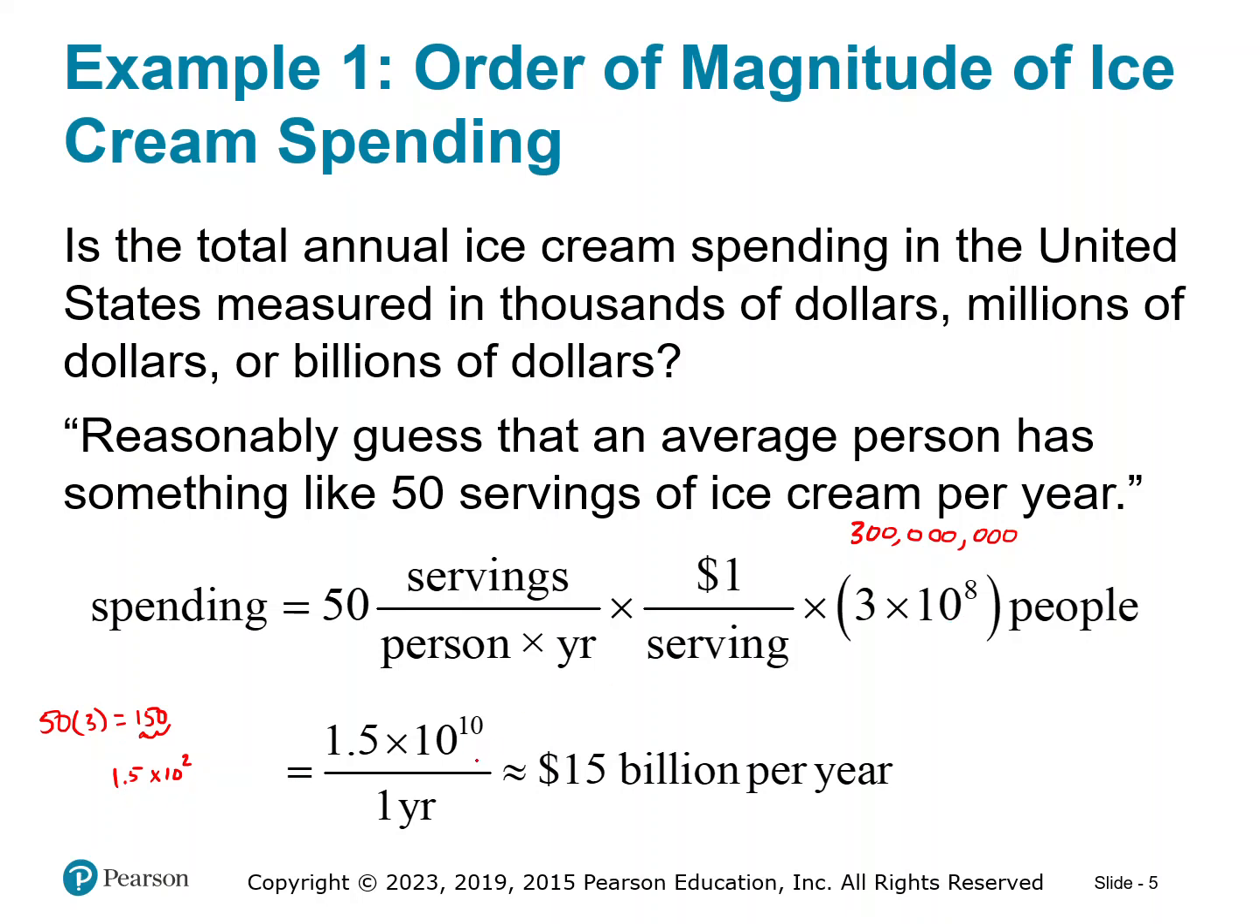Here we are. So 10 to the 10th, we have 1, 2, 3, 4, 5, 6, 7, 8, 9, 10 zeros, 10 places, and then the decimal. So that's here, here, here: 100,000 million billion. Yep, look at that. I missed it. $15 billion per year, and that's only $1 a serving. So I know I pay more than that for my ice cream.